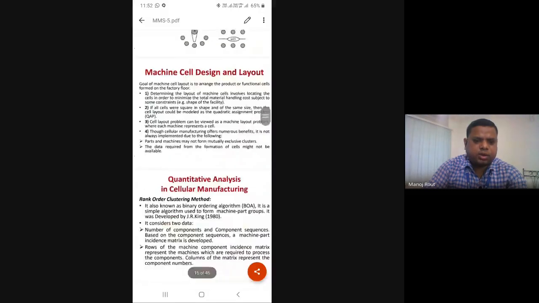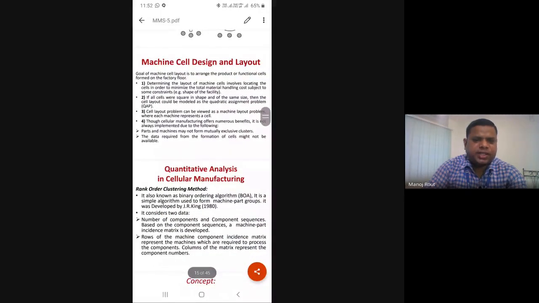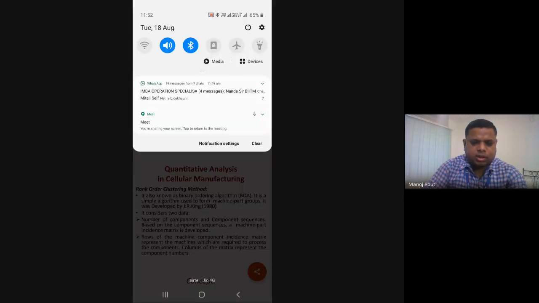In case of a good machine layout, to arrange product flow analysis.